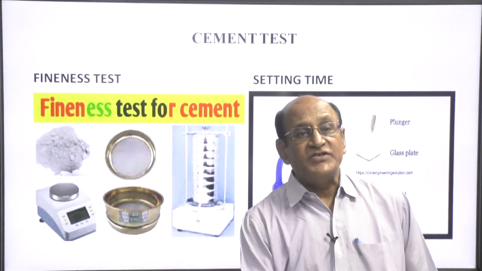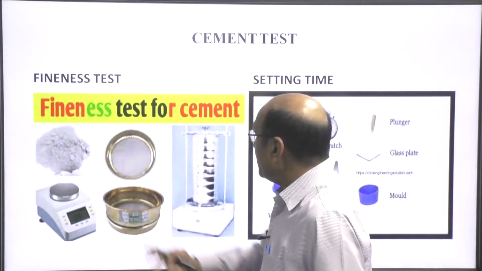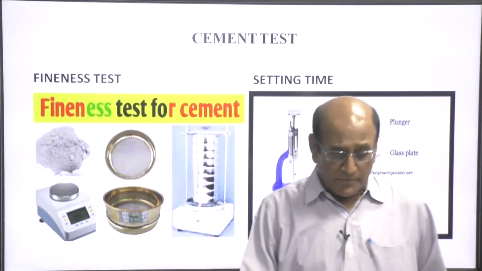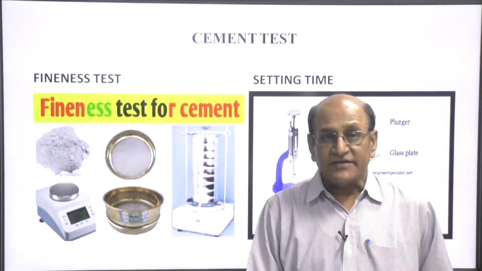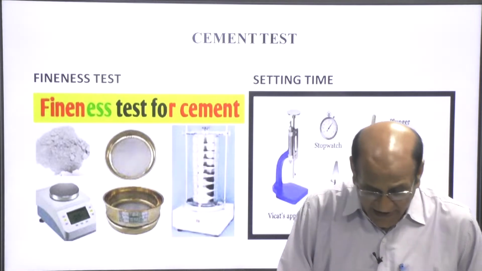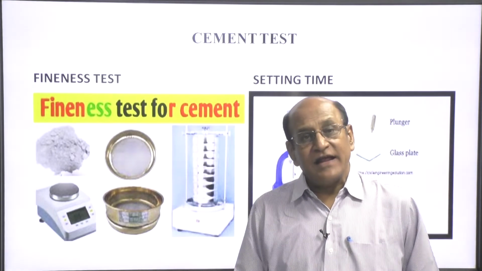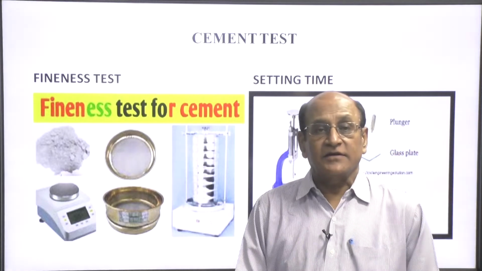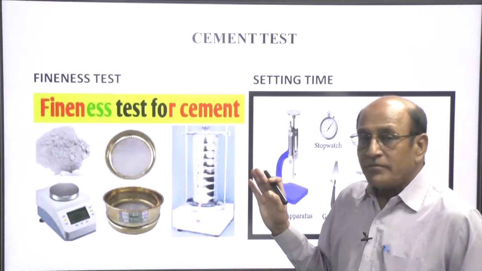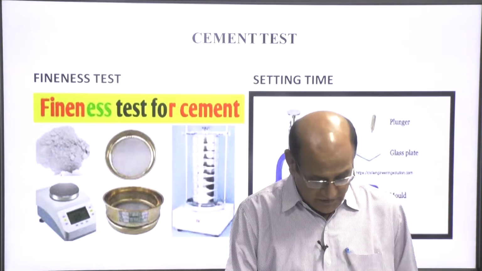This is the fineness test which has been carried out. This is cement and these are the sieves. So, a 100 gram sample is allowed to pass through 90 micron sieves, and then it is set for 15 minutes, and then the percentage of passing is calculated.